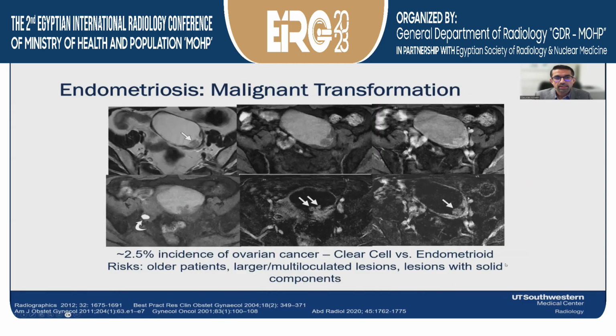Now, rarely, endometriosis can undergo malignant transformation. Thankfully, it's not very common. It happens about 2.5% of the time. These are typically clear cell or endometrioid carcinomas. Risk factors include older patients, larger multiloculated lesions, or lesions with solid components.